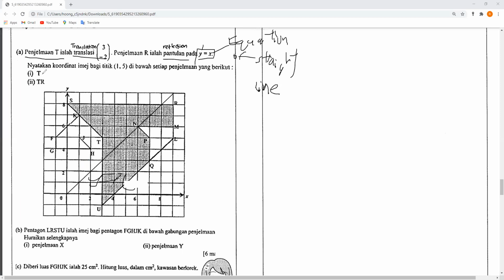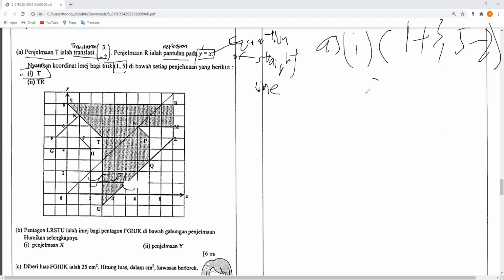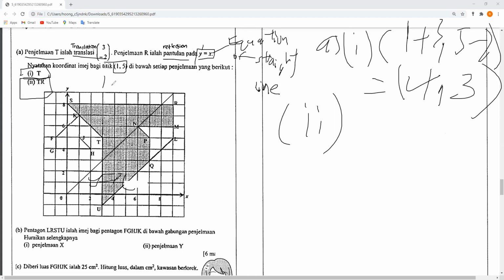So they want you to find the coordinate of the image of the point 1, 5 under the transformation. First one, T. So T is a translation 3, 2. Using the calculative method, okay. So it's faster, but you use whichever method also can. Most importantly, you must understand, okay. So you get the point 4, 3. So next one, transformation TR. So R comes first, then T.